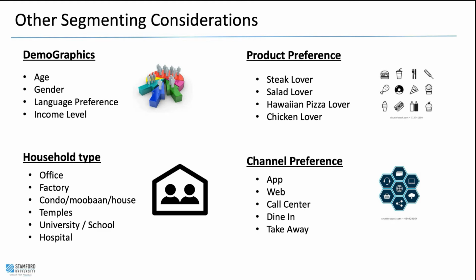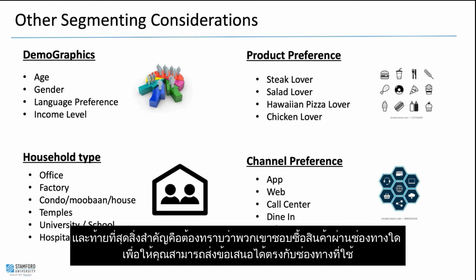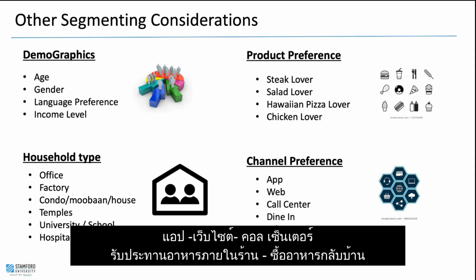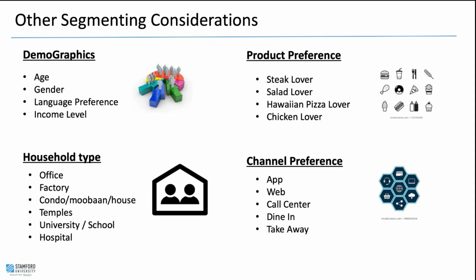And lastly, it's important to understand how people like to order, so you can give them offers that match their channel of preference. Not everyone wants to order online. That's okay. For the call center customer or the dining or the takeaway customer, again, you have to come up with offers that match their purchase behavior and how they like to purchase the product.